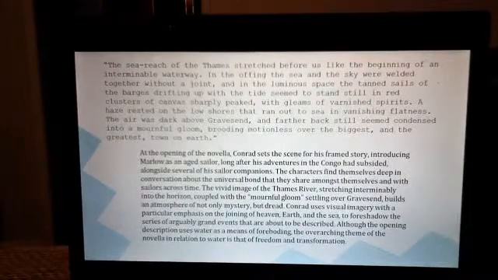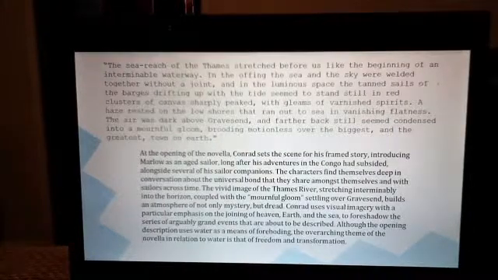So the vivid image of the Thames River stretching interminably into the horizon, coupled with the mournful gloom settling over Gravesend, builds an atmosphere of not only mystery but also what we believe to be dread. Conrad uses visual imagery with a particular emphasis on the joining of heaven, earth, and the sea to foreshadow the series of arguably grand events that are about to be described. In this sense, because the earth and the sea and the heaven are all very broad terms, we thought they allude to a very broad foreshadowing or a very broad event about to occur.